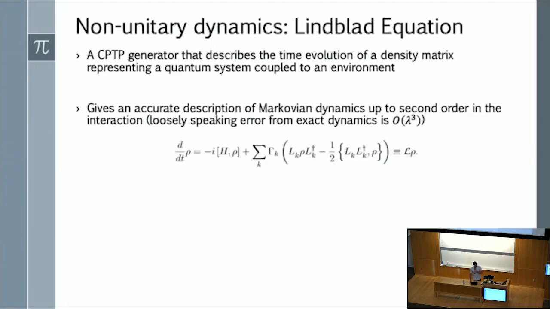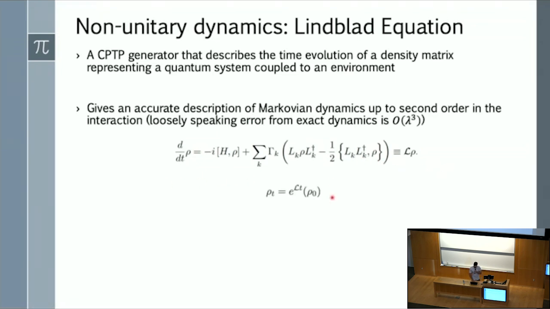So we've already seen this equation a couple times, where here the L's are these jump operators, which are derived usually from interaction Hamiltonian, or they can also be chosen for a model, depending on if you're going for a physical derivation or not. And then we have these gammas, which is the rate at which this dissipation happens.